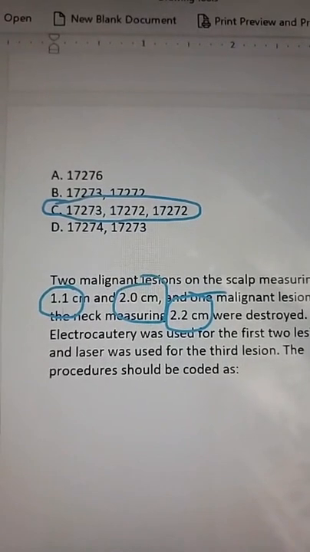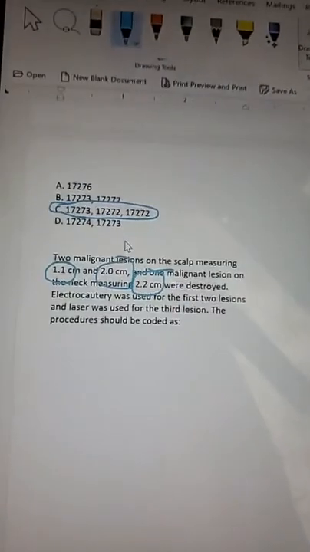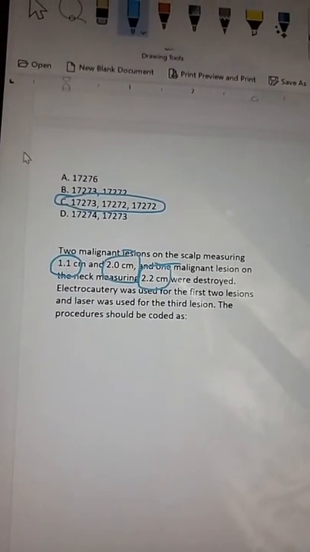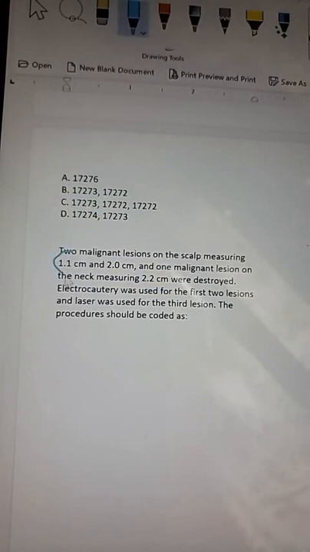Hopefully this example helps for the medical coding exam: under destruction you code each one individually. If you just go through your CPC exam question, when you see something like this, you just need to count the measurements that are given. Then you know how many CPT codes. And this is pretty cool. All you got to do is pick C without thinking much to it.